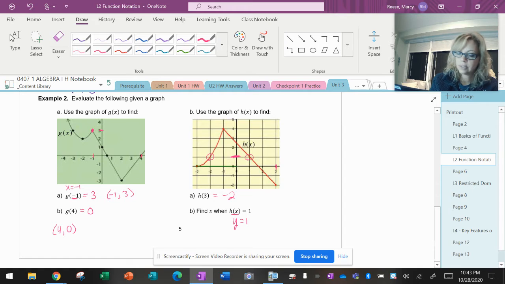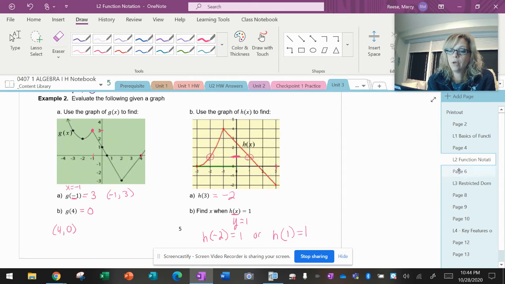So I could say h of negative 2 gives me 1, or h of 1 gives me 1. Either one of those will work. They're both correct. Okay? All right.